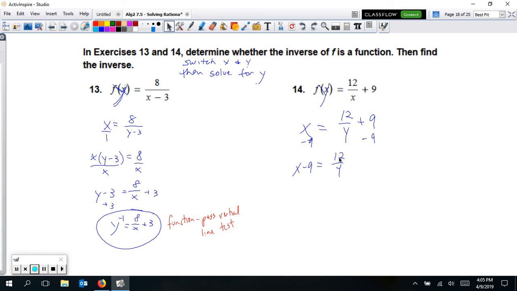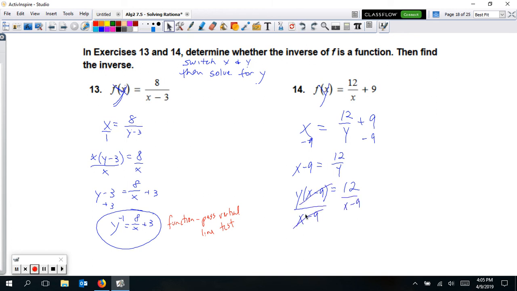And now we need to get rid of this. So we need to multiply by y. We could do that. So we can multiply by y first. So that would be y times x minus 9. And then we can divide by x minus 9 to get the y by itself. So now I'm going to go the other way and now divide by x minus 9.